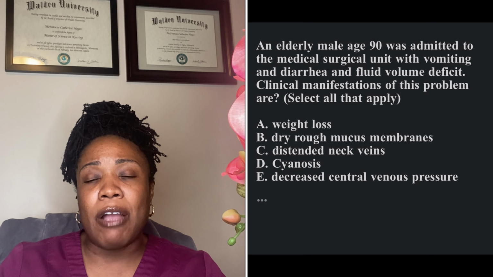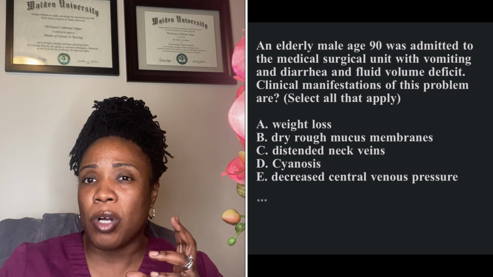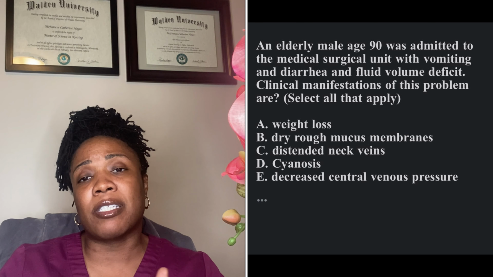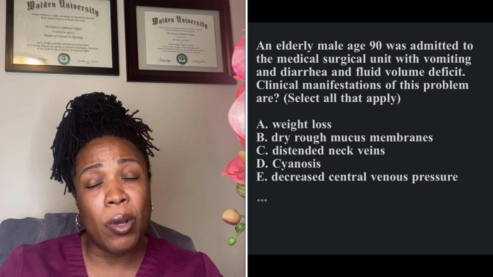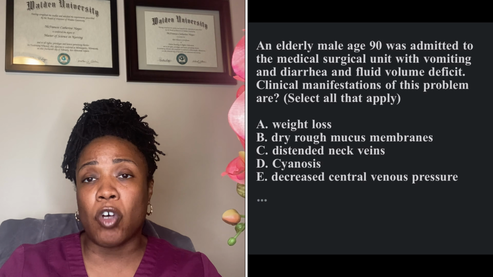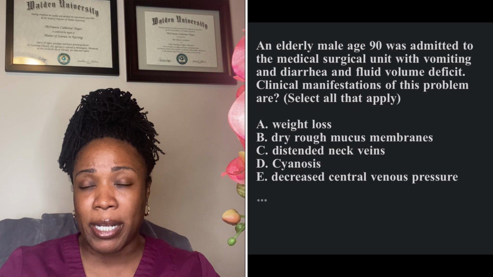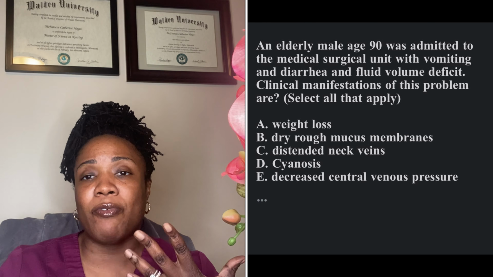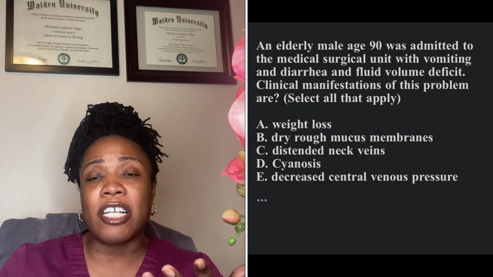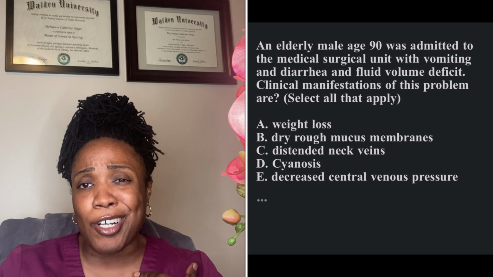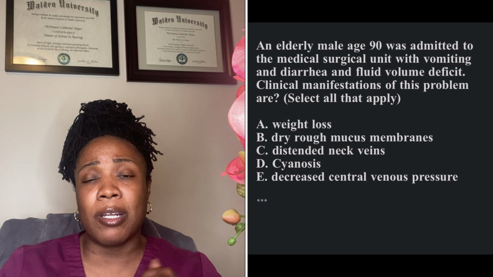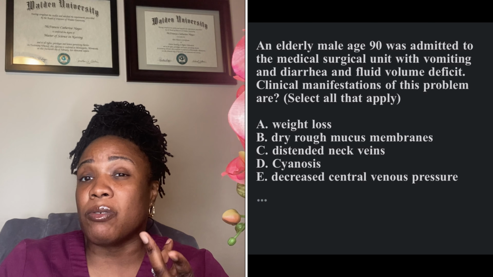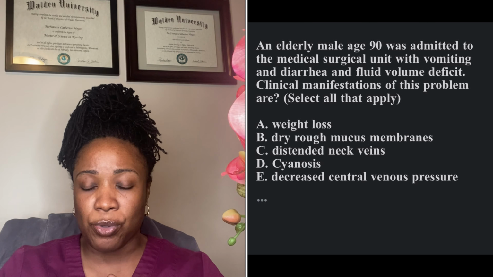The next one says dry, rough mucous membranes. Once you understand that your patient, by losing fluid volume, runs the risk of dehydration, you should already know that with dehydration, your patient is going to have dry, rough mucous membranes. Okay, that's what we look for whenever we think that our patients may be dehydrated, and also the skin turgor test. If that was also an option, that's what you're looking for with dehydration. So dry, rough mucous membranes sounds like an appropriate option to choose.